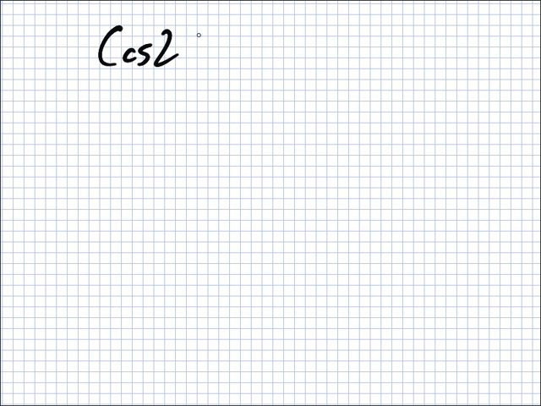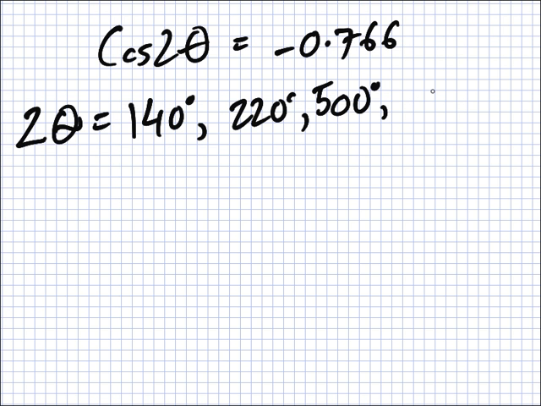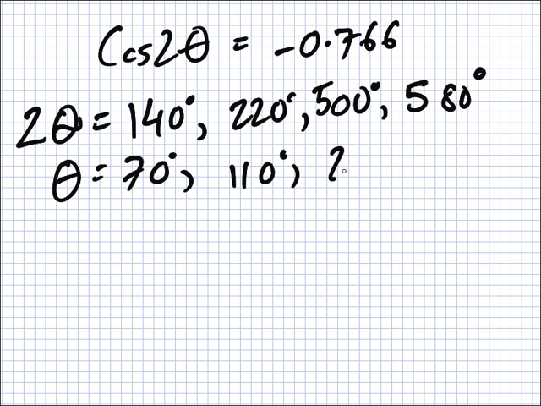Cos 2 theta equals minus 0.766. So what's the first answer? 140. Is it cos inverse of negative? Okay, 140. And the second answer for cos is 360 minus the first answer, which is 220. Answer 3 is 360 plus 140, which is 500. And then 580 are the 4 answers. Divide by 2. 70, 110, 250, 290. That's it. Easy peasy. Lemon squeezy. Indeed.